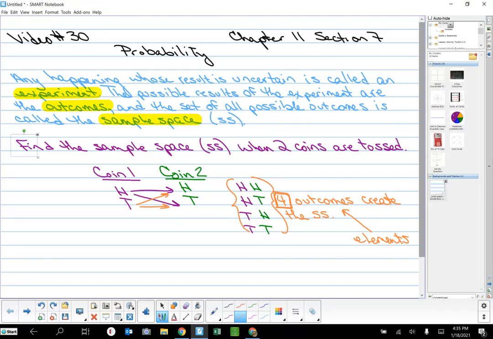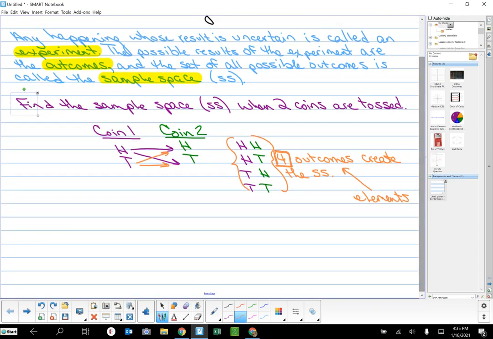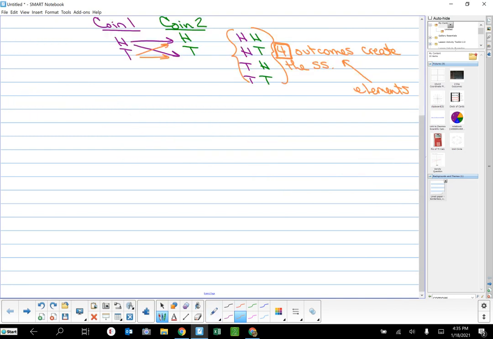From there, let's see the probability of an event. All right. I'm going to move that up the page just a little bit. Let's go with this pink. The probability of an event.